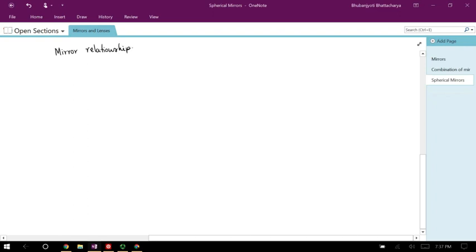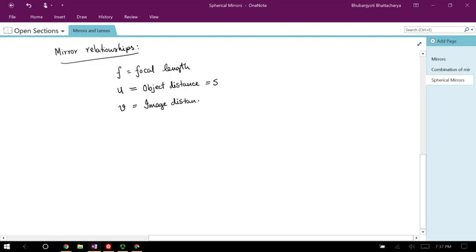So the different kinds of variables that we have learned: the first one is the focal length. F will stand for focal length, and we will call U the object distance, or sometimes this will also be S, and V will be the image distance, and sometimes this exact thing would also be called S prime. Then there's one additional thing we know, the radius of curvature R.